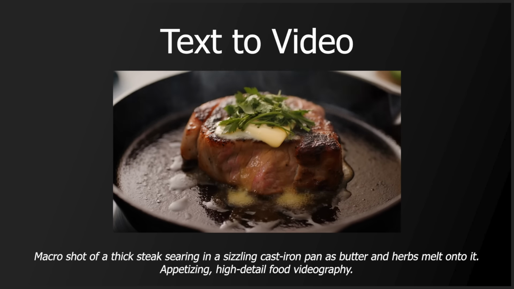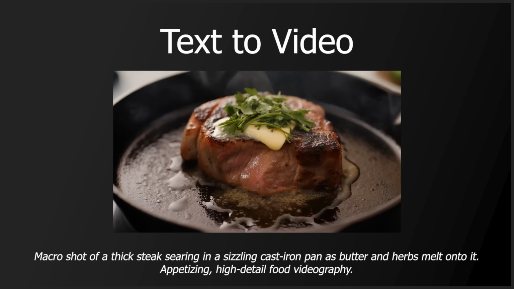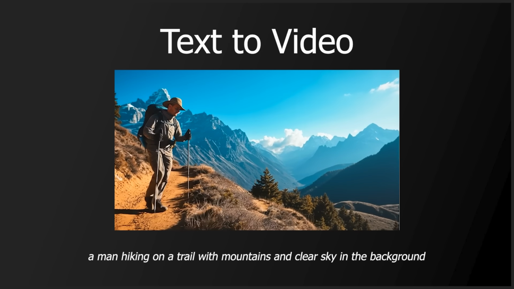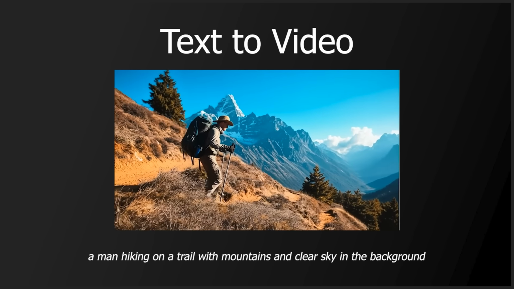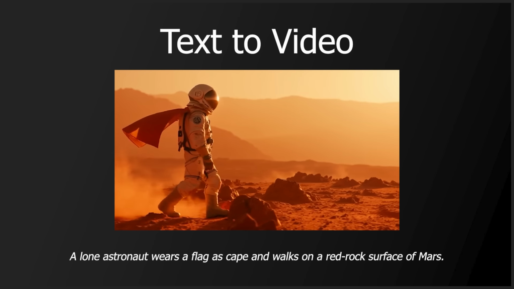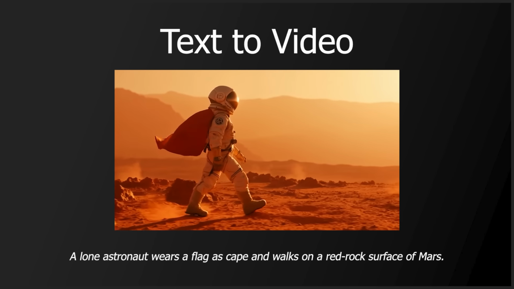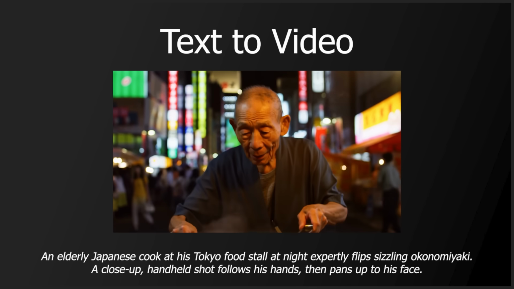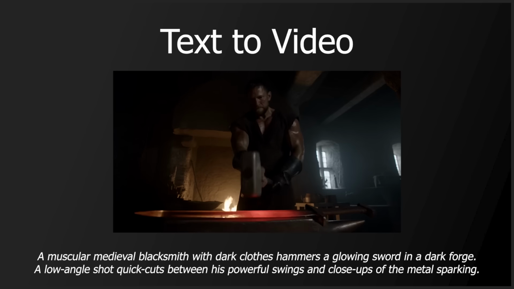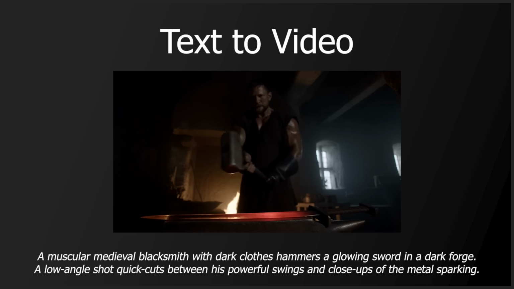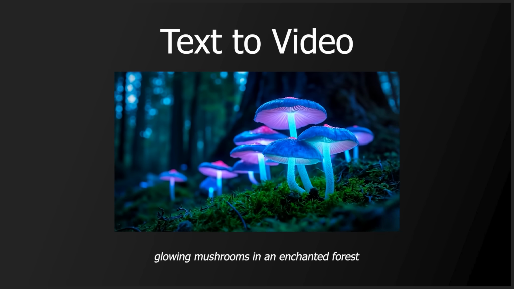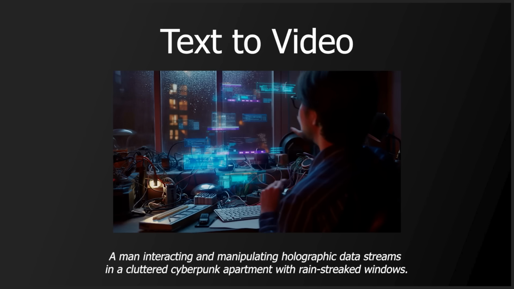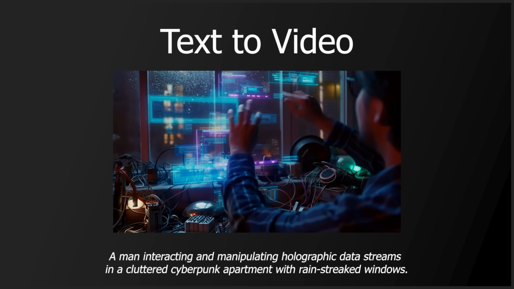So with Hailuo AI you can produce excellent food videos or some extreme close-up videos of animals. Blockbuster quality natural videos, freaky stuff like an astronaut walking on Mars, also videos with many people in the background, no deformation, still high quality, also some videos with forces like hammering, no problem, some CGI stuff like Avatar glowing mushrooms, or Minority Report things like this one.